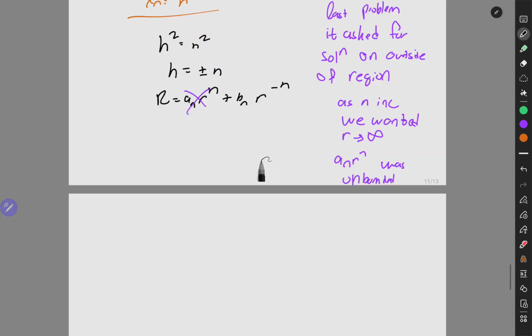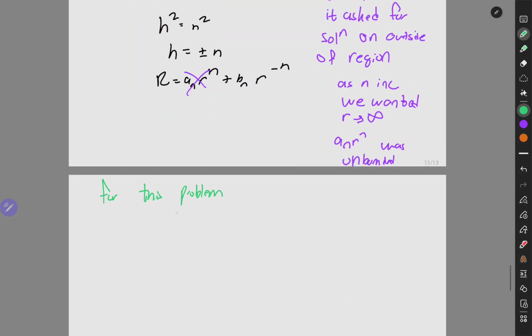For this problem, we want the solution on the inside of the region. What point on the inside of the region, we're talking about radius, do we have a definite value? 0, right? If the radius is 0, we know what that is.